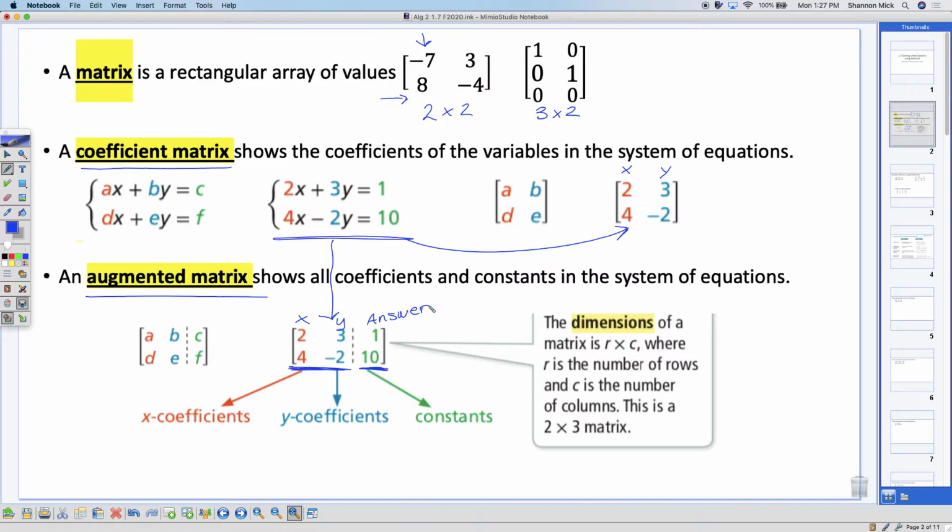You do need to have them in order, just like before. You need to have them in X, Y, Z, whatever order. They should be in alphabetical order, just like any other variables, when you write them out, correct? The dimensions, again, are rows by columns. This matrix is 2 rows, 3 columns, so it is a 2 by 3.